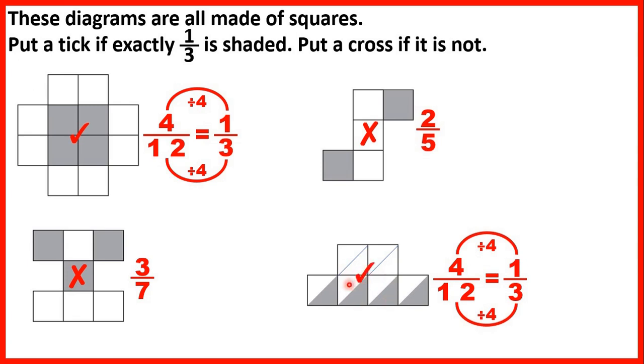Now if you decided to, rather than split the squares that were not split in half into half, instead you'd imagined 2 whole squares, you would have had 2 out of 6 or 2/6, and that could be simplified to 1/3 as well by dividing by 2.